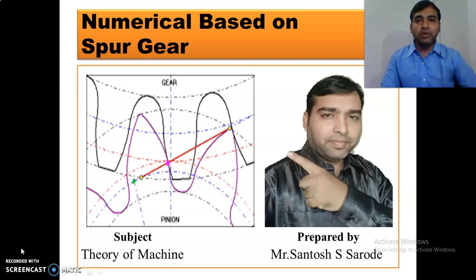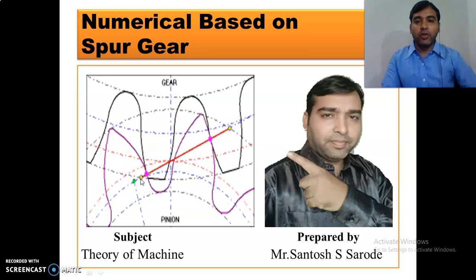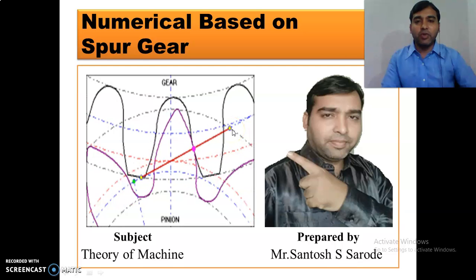Today I am going to explain how to solve the numerical based on Spur Gear. In this video, I find out the different parameters when two Spur Gears are meshed with each other. In this numerical, we find the length of path of contact, the length of arc of contact, and the velocity at the beginning of the meeting point, the velocity at the pitch point, and the velocity at the disengagement point.